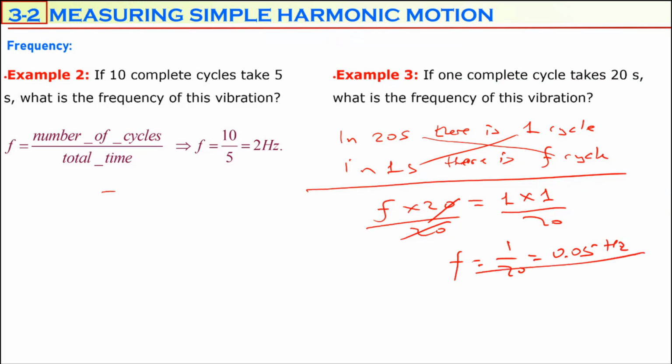Hertz. Or you can just use the previous equation. Number of cycles, one cycle. In how many seconds? 20 seconds. 1 over 20 again, 0.05 Hertz. So this is how we calculate the frequency of a vibration.